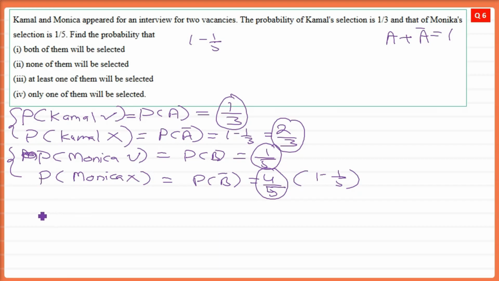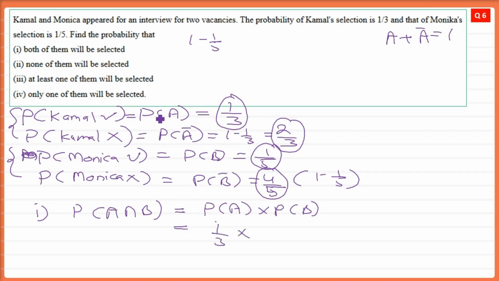The first part is what? Both of them will be selected. That is the probability of Kamal and Monica both getting selected, which is P(A intersection B). And since these two are independent events, we can write it as P(A) multiplied by P(B). So what is P(A)? 1 by 3. And P(B) is what? It's 1 by 5. So this comes out to be 1 by 15. 5 3s are 15.